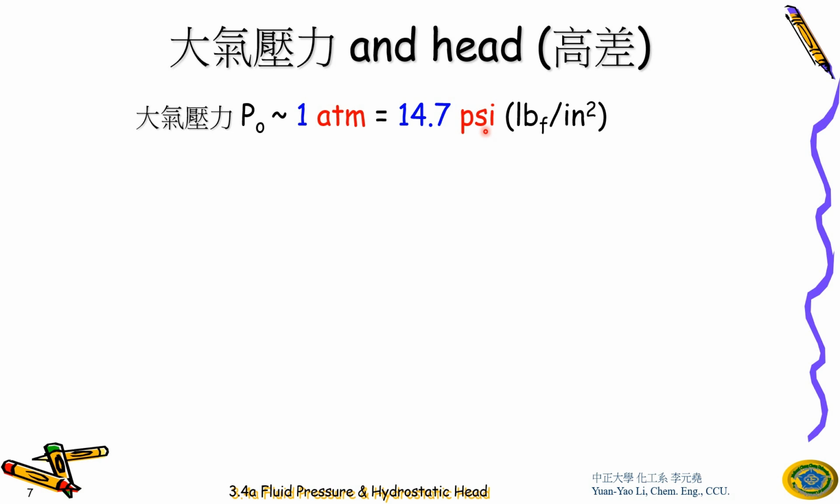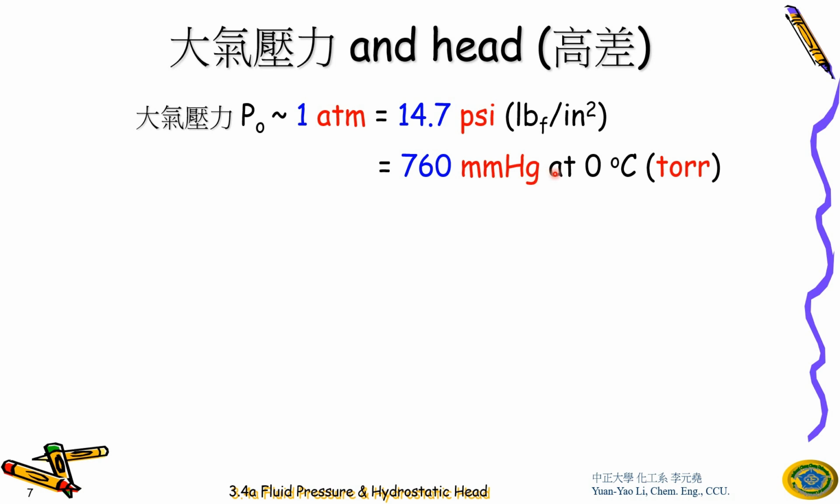So in terms of the American engineering system, the pressure will be 14.7 psi, and we can call it 1 ATM. But you might say, Professor, this is not what I learned. What I learned is 1 ATM equals 760 millimeters of mercury.